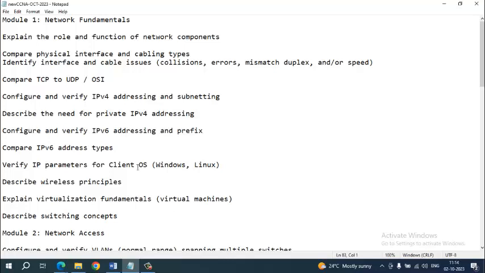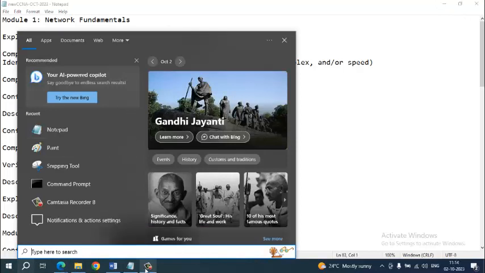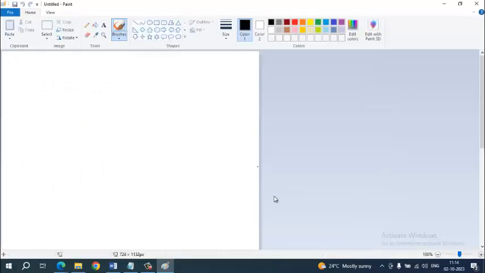With module one, let's focus on the very first topic: explain the role and functions of network components. This is not new to you. This is a well-known topic, so let's keep it a little bit fast-paced, because it's a known topic to you.